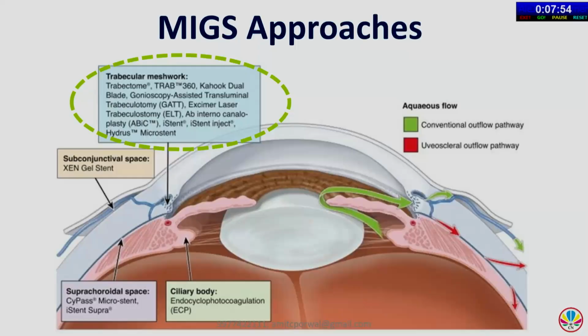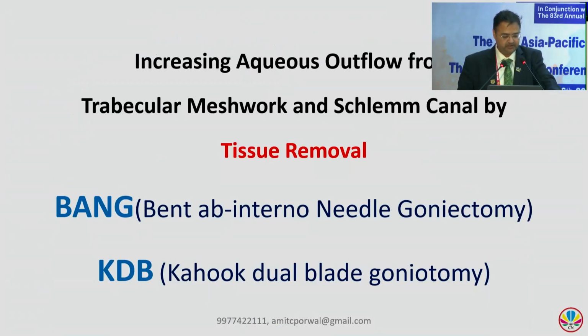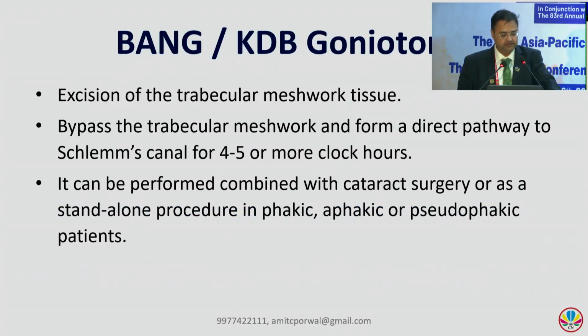So we have different approaches for MIGS, and what I'm going to talk about is the trabecular meshwork. We also have the subconjunctival space, the suprachoroidal space, but I'm going to talk about the trabecular meshwork. So, increasing the aqueous outflow from the trabecular meshwork and Schlemm's canal by tissue removal, by procedures called BANG or KDB. BANG stands for bent ab interno needle goniectomy. So basically, there is excision of the trabecular meshwork tissue. It bypasses the trabecular meshwork and forms a direct pathway to Schlemm's canal for 4 to 5 or more clock hours. How much you are incising depends on that.